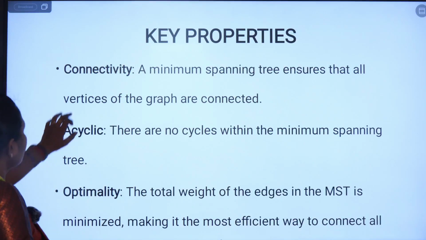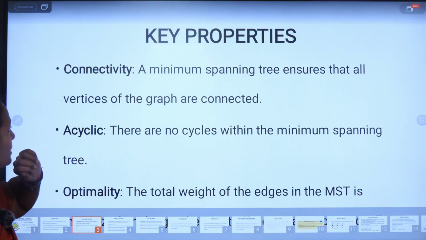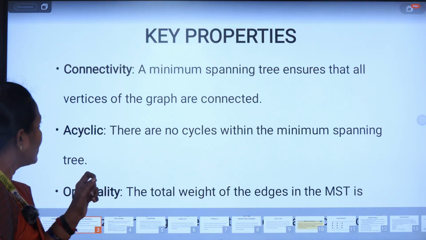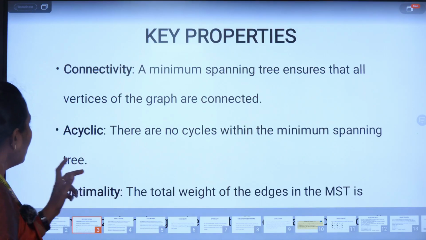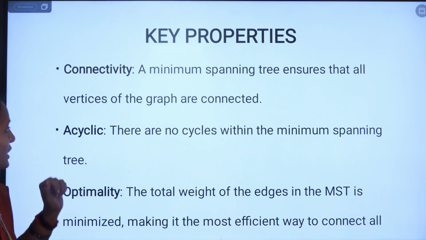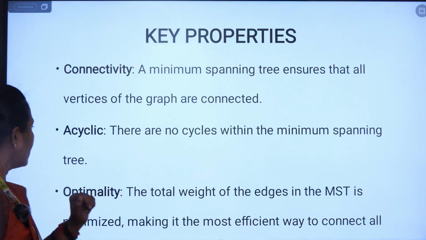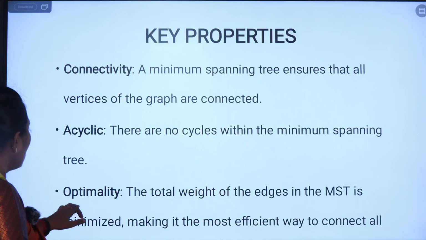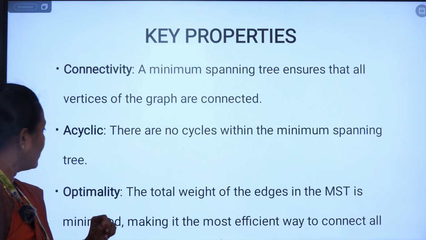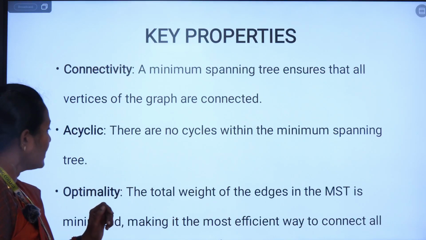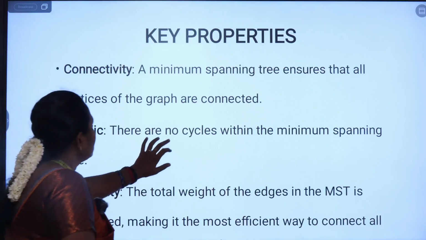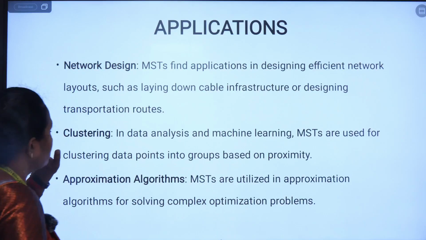First one is connectivity. Connectivity means a minimum spanning tree ensures that all the vertices of the graph are connected. Second property is it should be an acyclic graph. That is, there are no cycles within the minimum spanning tree. Third property is optimality. The total weight of the edges in the minimum spanning tree is minimized, making it the most efficient way to connect all. These are some of the properties of the minimum spanning tree.